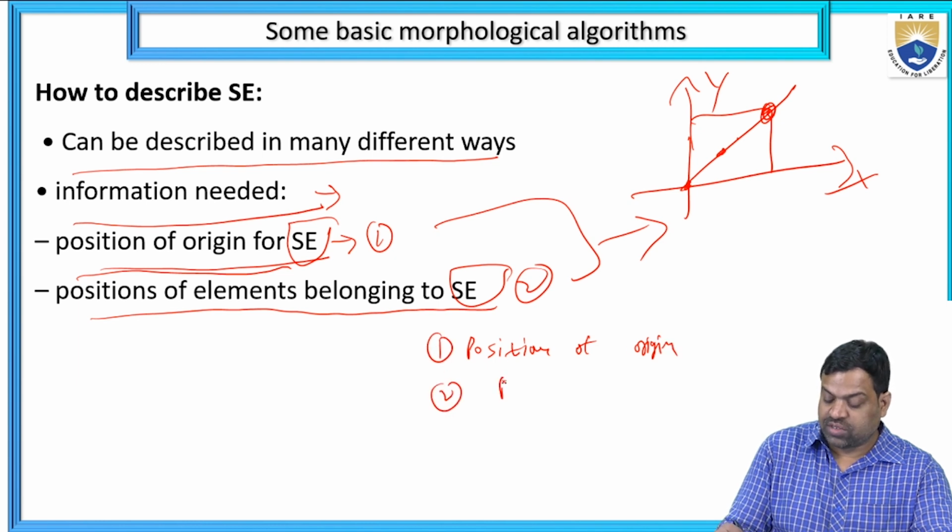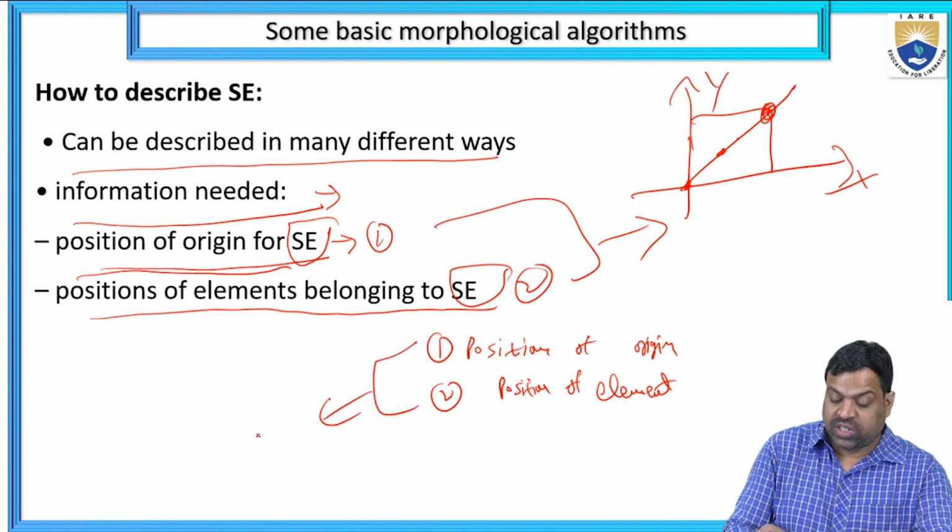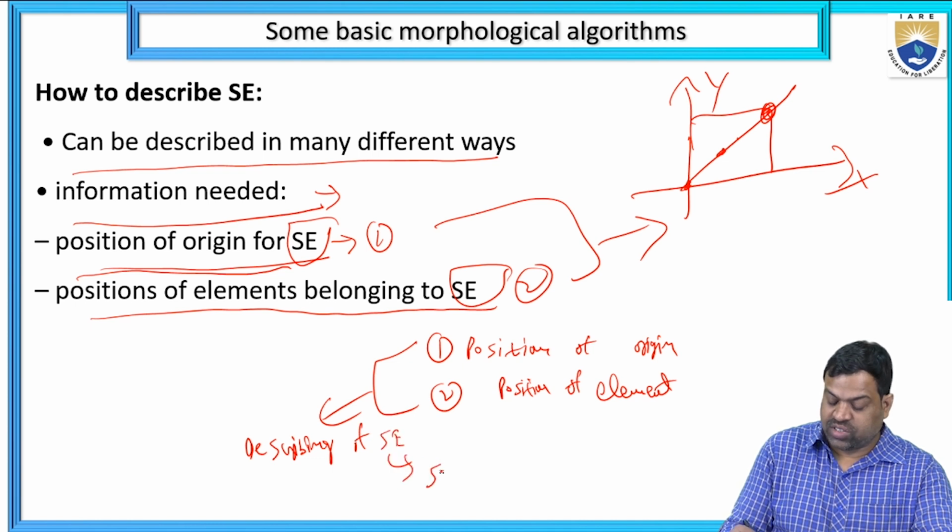Position of origin, position of element, position of origin and position of element. These are used in describing an SE. SE means structural element.